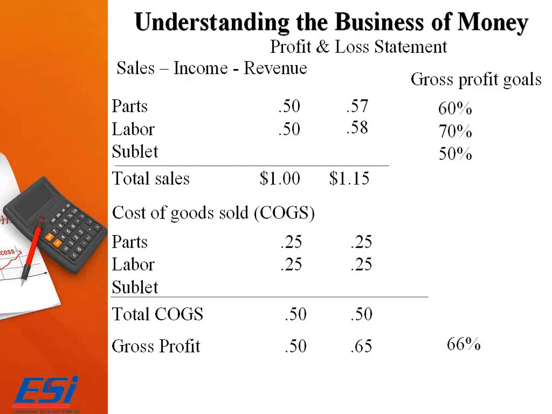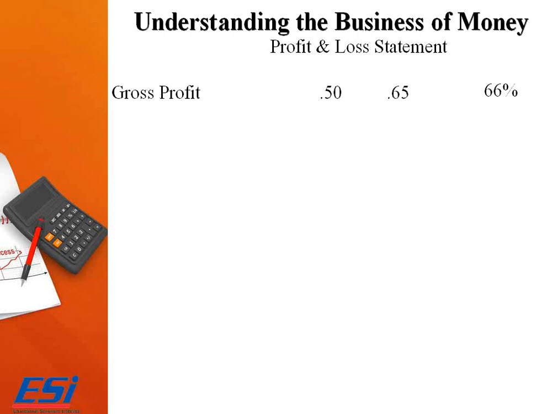It's difficult. We have a lot of shops at 62, 63, 64%, which is very, very good. I would venture to guess the average gross profit in most shops is in the 40s. Some of it's even lower. It's not enough to pay your bills, as some of you probably already are aware. So let's look at it differently. This was our gross profit. Our first scenario was 50 cents. Our second was 65. Our target is 66.